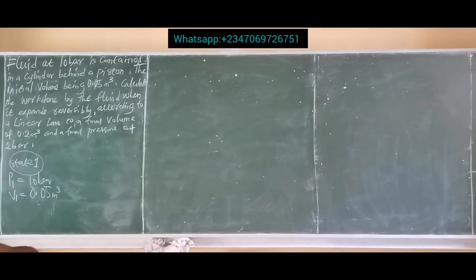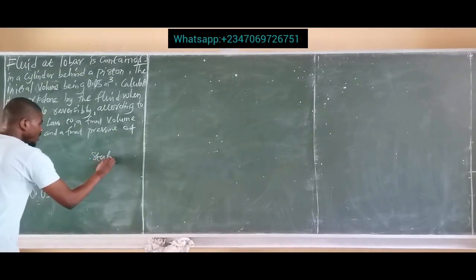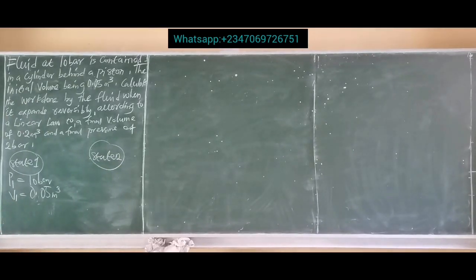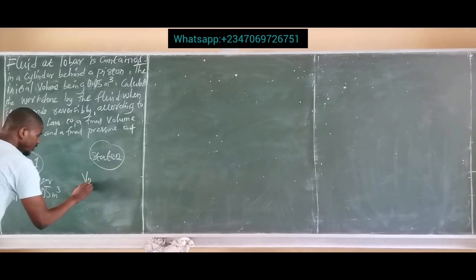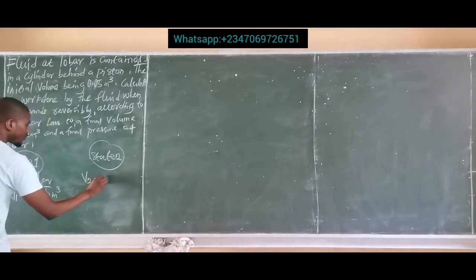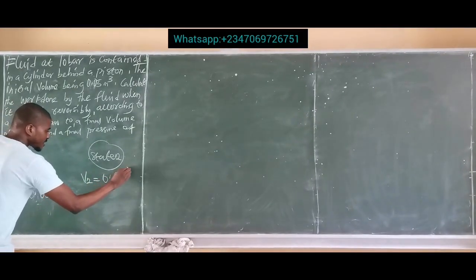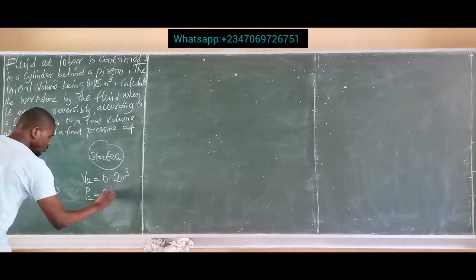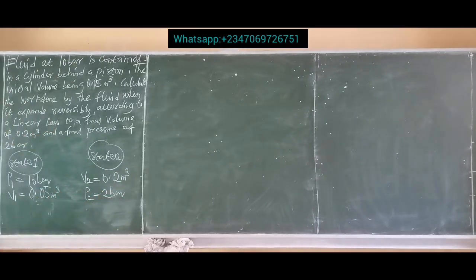Now we consider the condition at state 2. Calculate the work done by the fluid when it expands reversibly according to the linear law to a final volume. So V2 is equal to a final volume of 0.2 meters cube and final pressure P2 is equal to 2 bar. Not forgetting, we always convert our pressure to Pascal.